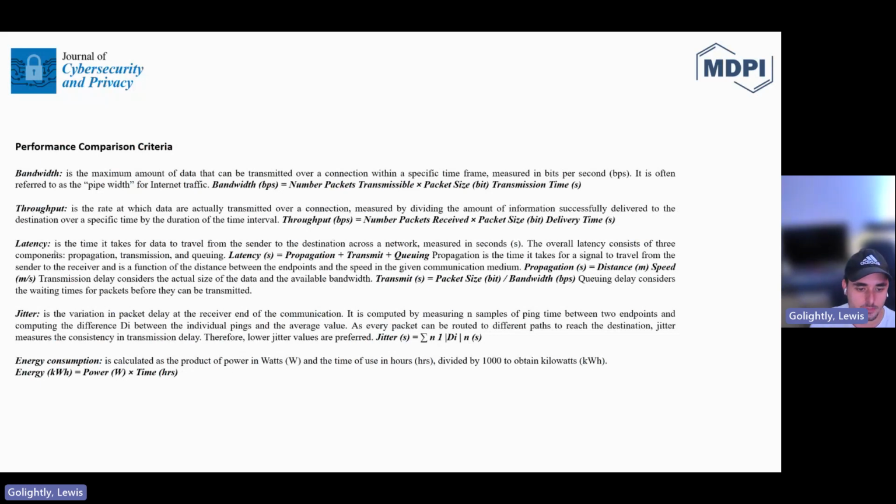So jitter is the variation in packet delay at the receiver end of the communication, and it's computed by measuring n samples of ping time between two endpoints and computing the difference between the individual pings and the average value. As every packet can be routed to different paths to reach the destination, jitter measures the consistency in the transmission delay, so lower jitter values are preferred. Energy consumption is calculated as the product of the power in watts and the time of use in hours, divided by 1,000 to obtain kilowatts.